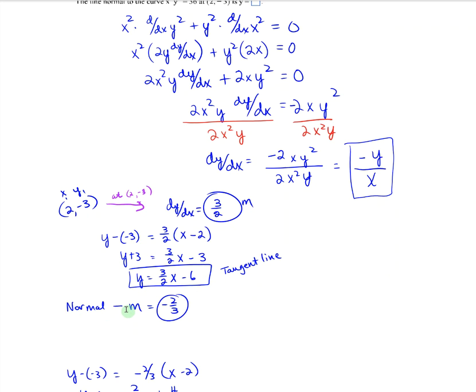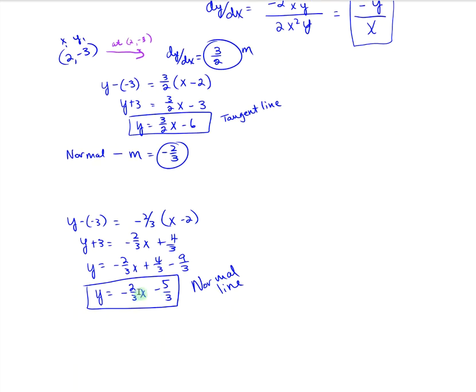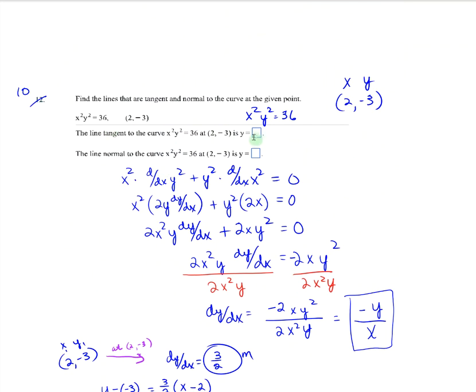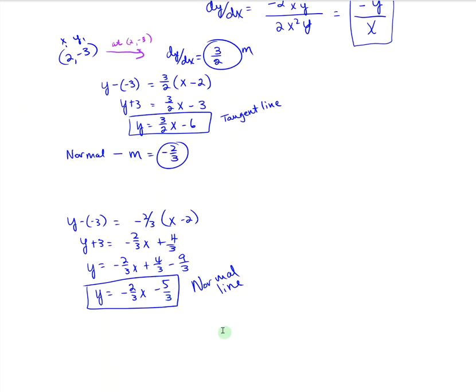Now for the normal line, it is a negative of that slope and reversed. So this is negative 2/3 instead of a positive 3/2. It's the negative reciprocal. Use the same form, same point, but a different slope. And you get negative 2/3 x minus 5/3. That is the normal line. And the question asked for both equations. Your y equals is here already, so you're just putting in this part and this part. And that will get you going on implicit differentiation.